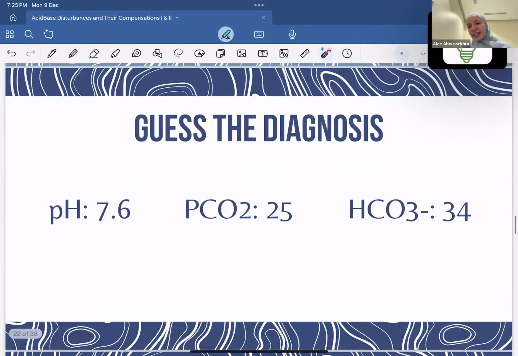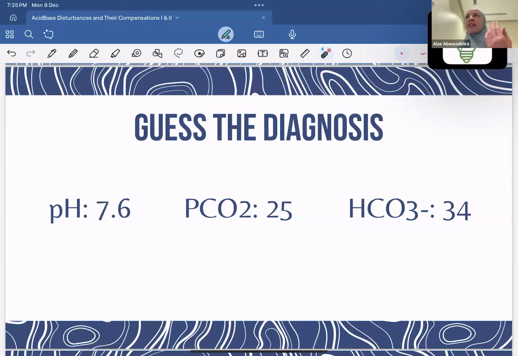Okay, for the second one, I gave you numbers. This is why in the beginning of the lecture, I said that it's really important for you to know the normal values so that you know if there was a change. Okay, so let's analyze what this person is going through. So 7.6, is this above the normal, below the normal? It's above the normal. So we have alkalosis. So we know that this person has alkalosis. But let's see, is it respiratory? Is it metabolic? So we look at the others.